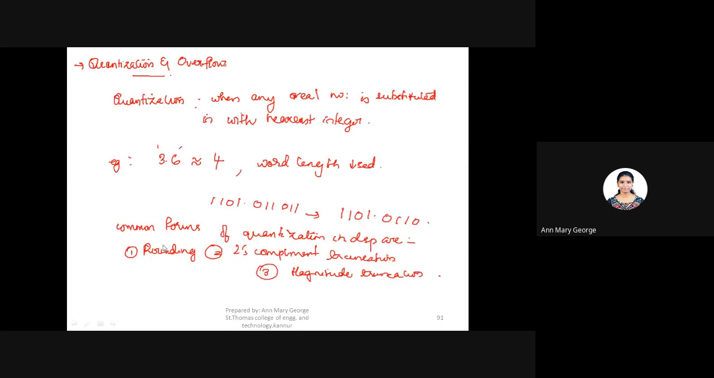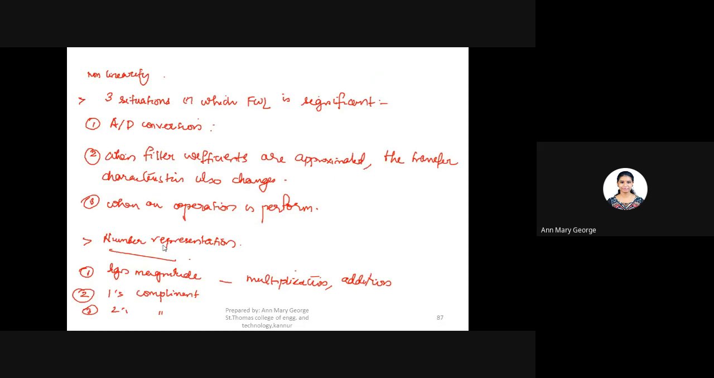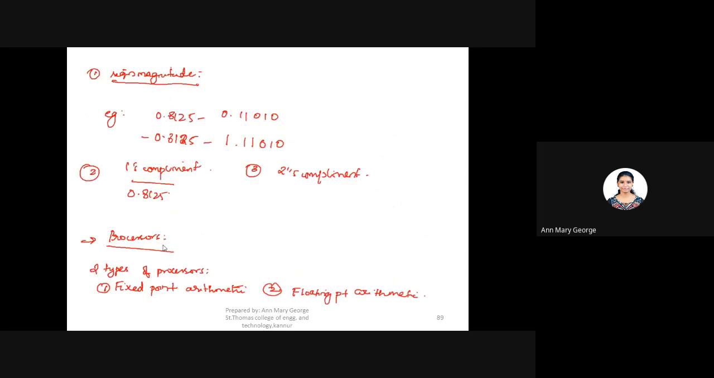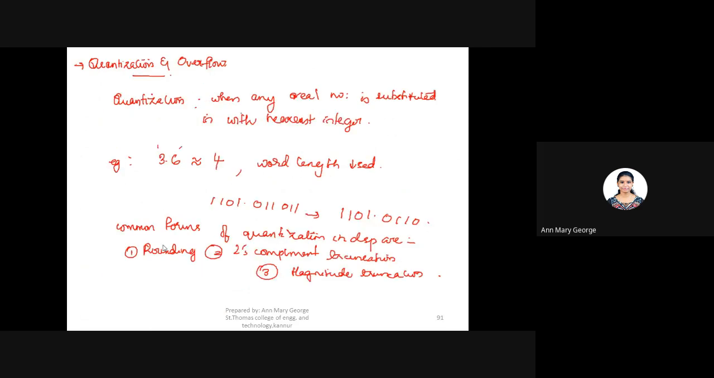Therefore, we have seen the finite word length in DSP and the number representation, sign magnitude, 1's complement and 2's complement, and the two different types of arithmetic processor, that is fixed point and floating point, and the quantization and overflow. Next topic is the input quantization error and stationary random process. We can see it in the next class.